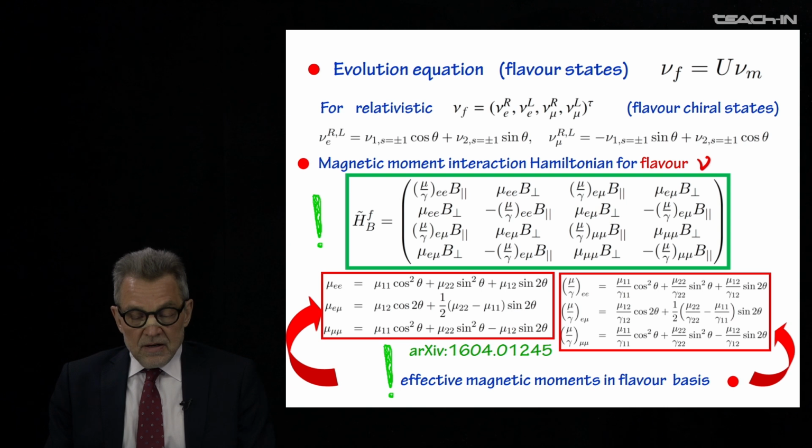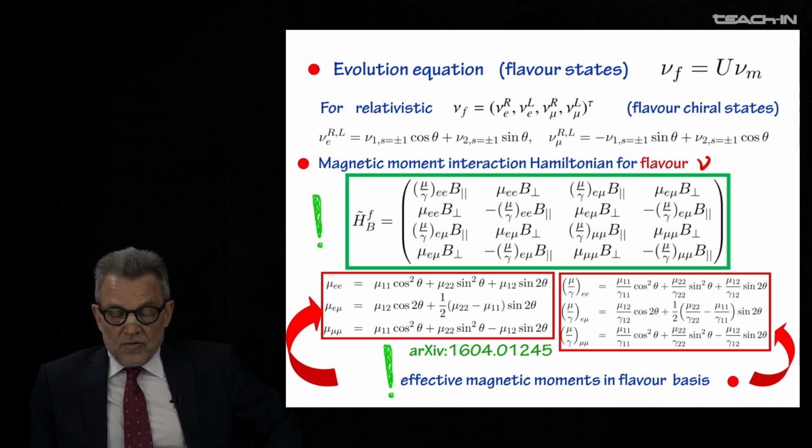And here there are effective magnetic moments for electron neutrinos. I would like to recall that we confine ourselves to the two mass states and two flavor states of neutrinos. This is the effective magnetic moment of the muon neutrino, the second flavor neutrino. And here is, for instance, the e-mu, the transition magnetic moment in the flavor state of neutrinos. And these values are shown here.